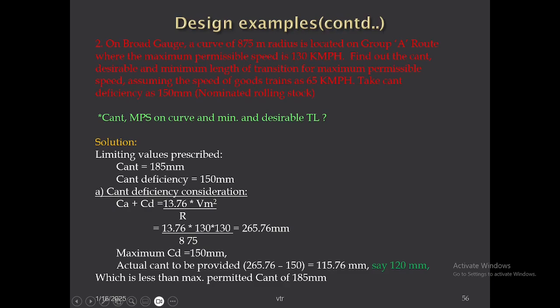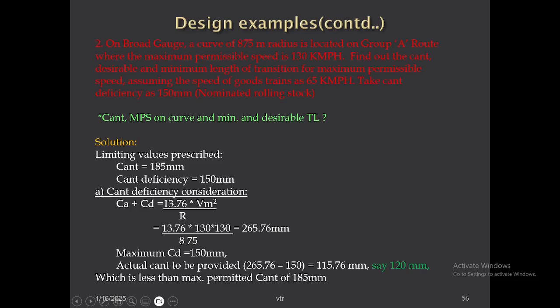In the next example, the problem gives a BG curve of radius 870 meter, the sectional speed is 130 kmph and the goods train speed is 65 kmph. They have also given the cant deficiency, maximum permitted 75. They ask how much actual cant we can provide, what is the maximum permissible speed on the curve, and the minimum and desirable length of transitions.